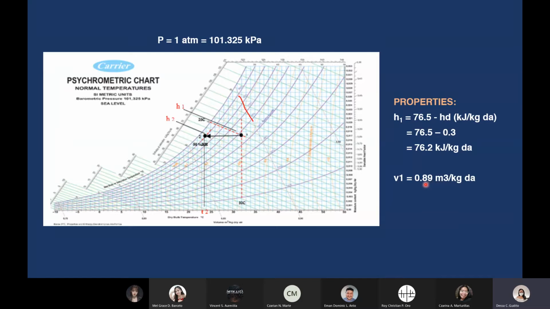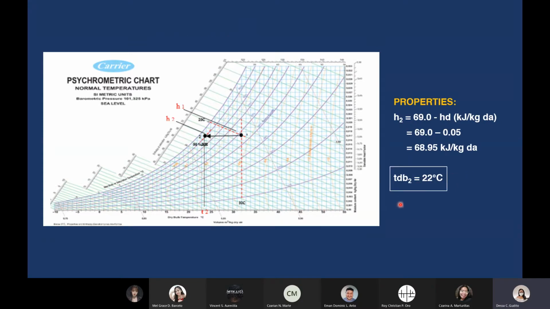So 0.89. I think, based on what Ate Zar told me, there are online psychrometric calculators wherein we can input the values of dry bulb and wet bulb, relative humidity, and dew point, which give the values. Since we cannot use it in the exam, we just estimate. But for assignments, we can use it to get the value of V1 directly, the online psychrometric calculators. We can get the moisture content, specific volume, enthalpy, and everything.